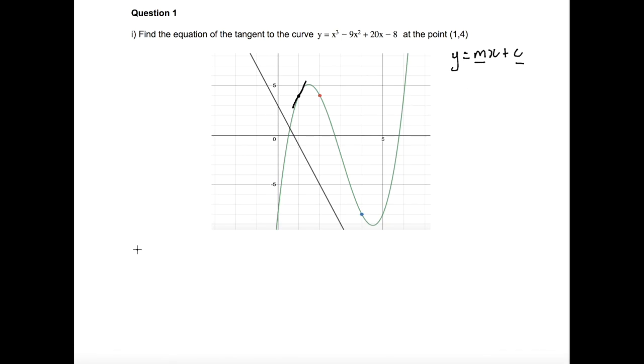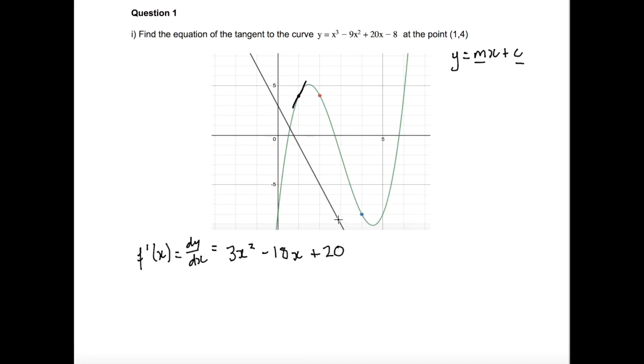So the first thing we need to do is find f dash of x, or dy/dx if you prefer. The derivative is all I'm trying to say of this function. So the derivative will be 3x squared minus 18x plus 20, and that's it.